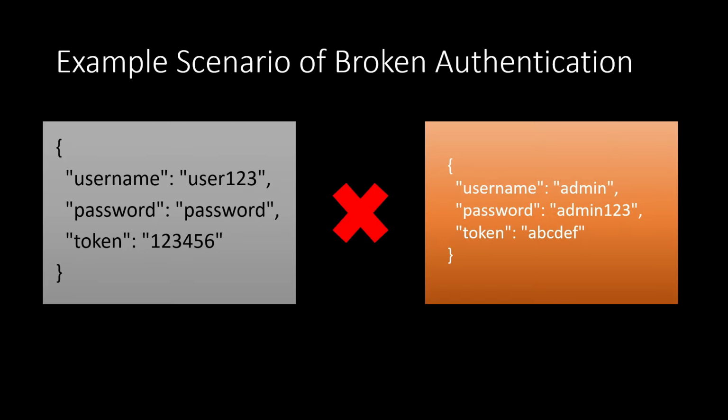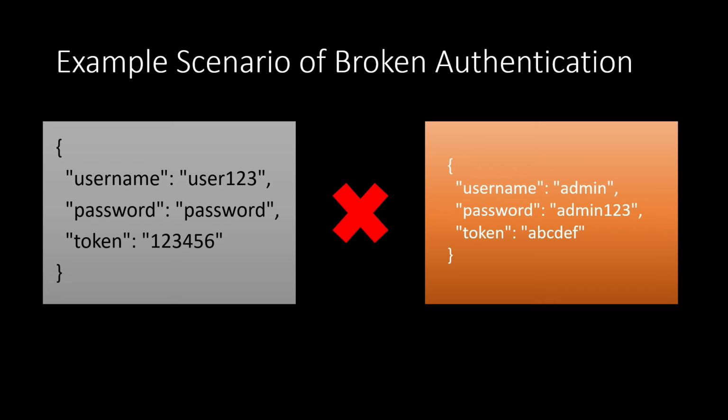Let's consider an example of broken authentication. Imagine a system that allows users to create simple passwords and doesn't enforce multi-factor authentication. An attacker can use credential stuffing to try numerous password combinations. Additionally, if the system uses predictable tokens, the attacker can easily generate valid tokens and gain access to user accounts.